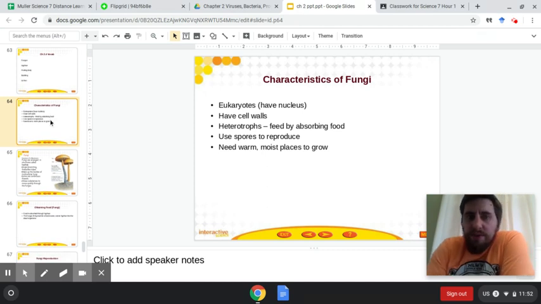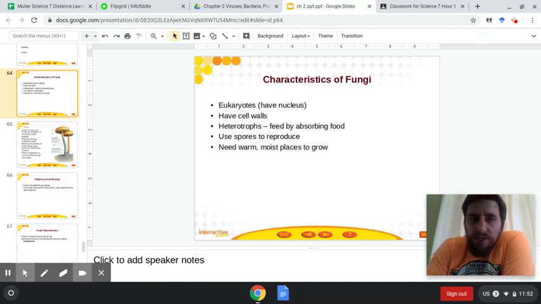Characteristics of fungi. They're eukaryotes, like I said, which means they have a nucleus. They're more complex than prokaryotes. An example of a prokaryote is bacteria. They have cell walls, very similar to plants, different from animal cells. They are heterotrophs. They feed by absorbing. They have to absorb and consume organic material. They can't make their own. They use spores to reproduce, either asexually or sexually, and they need warm, wet places to grow.